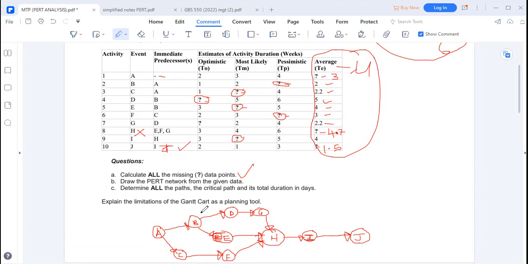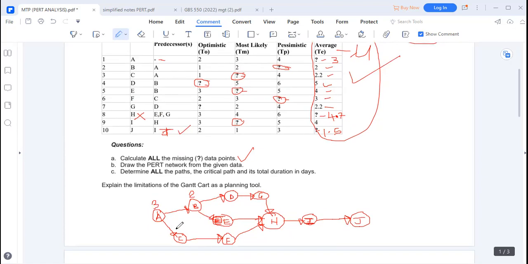Now, what we need to do is put in the expected duration for activities. So for A, there is a 3. B, there is a 2. We are using those TEs. These are very, very important. Then for C, 2.2. And then for D, we have 5. Then for E, we have 4. Then for F, we have a 3.